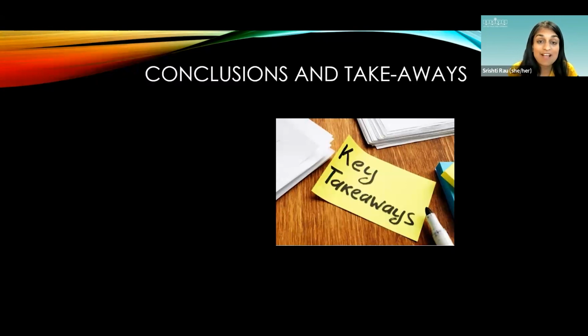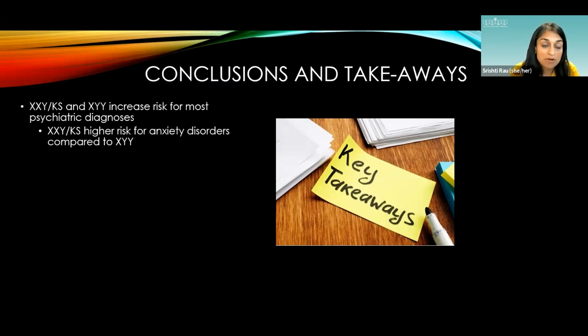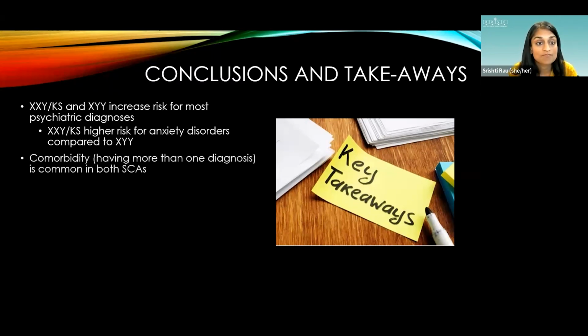So now in terms of how to bring this all together and conclusions to take away from this, I think it's important to remember that having an extra X or Y chromosome in males does increase risk for most psychiatric diagnoses. And in particular, individuals with Klinefelter's are at a higher risk for anxiety disorders compared to those with XYY. Comorbidity, or having more than one diagnosis, is extremely common in SCAs, particularly Klinefelter's and XYY, which is what we studied in our project. And in fact, more than half of each of our SCA samples had 2 or more diagnoses.